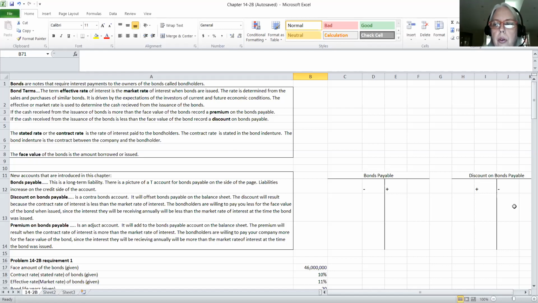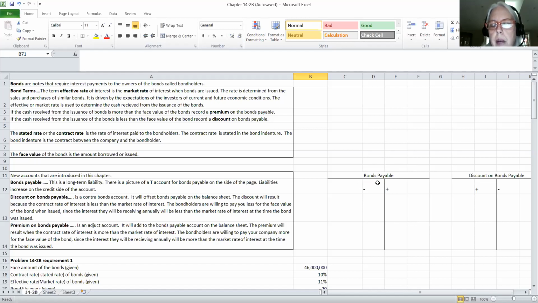In this chapter, you should become familiar with some new accounts that we will be using when we are solving our problems in Chapter 14. One of those accounts is bonds payable. This is a T account for bonds payable that I'm pointing to on your Excel spreadsheet. Bonds payable is a long-term liability. When we sell bonds to our bondholders, we usually sell them for terms such as 10 or 20 years. Those are common terms for selling bonds.